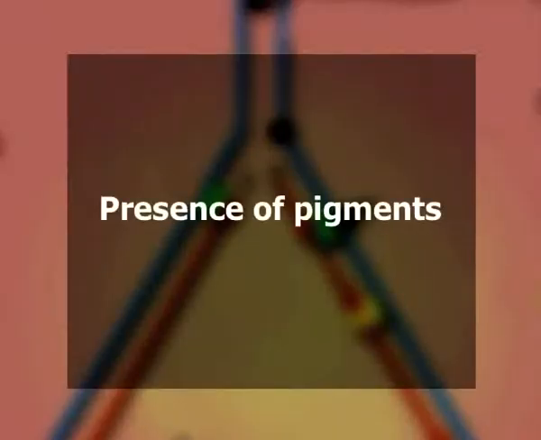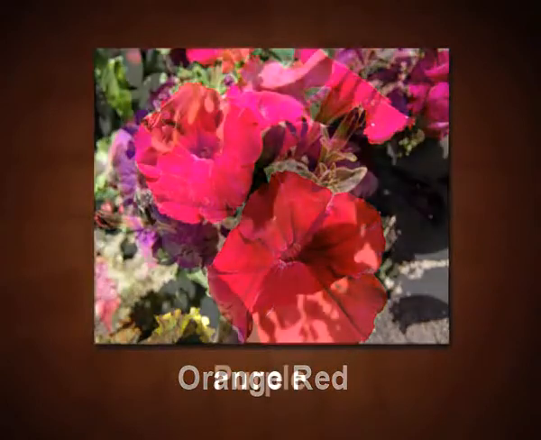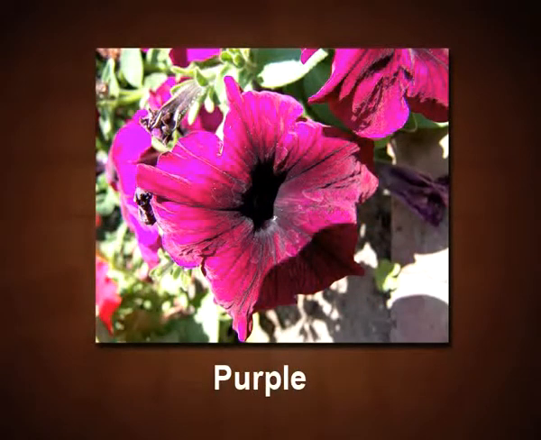Presence of pigments. Many plant cells accumulate water-soluble flavonoid pigments called anthocyanins, which range in color from orange-red to purple. In leaf tissue, such pigments are concentrated in the vacuoles of epidermal cells, where they probably function to prevent photooxidation of the photosynthetic apparatus by lowering the light intensity and by screening out ultraviolet radiations.